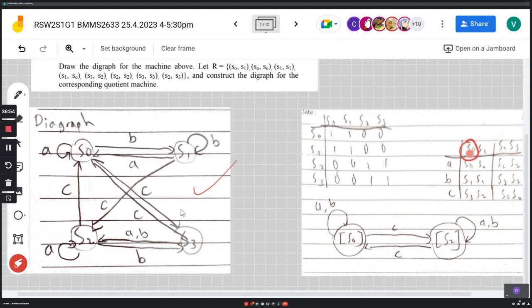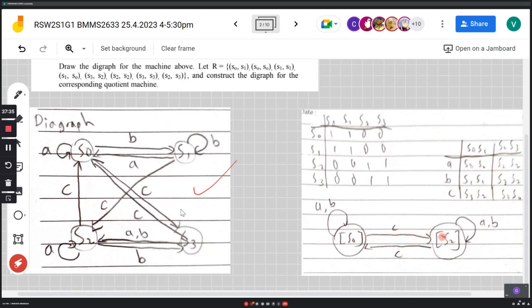Follow here. This one, S0, after the input A, you have S0. So input A, go back to S0. After input B, it will go to S1. S1 is in the same class as S0, so we will also go back to S0 because they are in the same class, 0 and 1. And then after input C, it will go to S3. S3 is inside this class, which is S2. So that's why input C goes to S2.